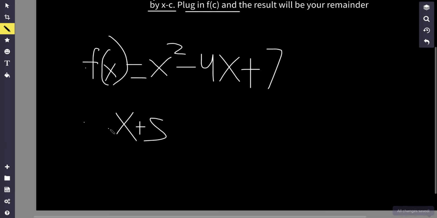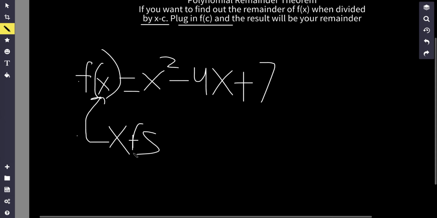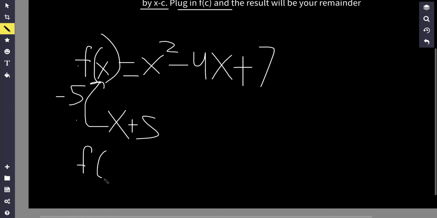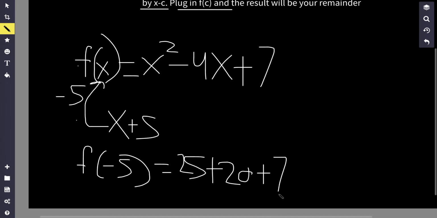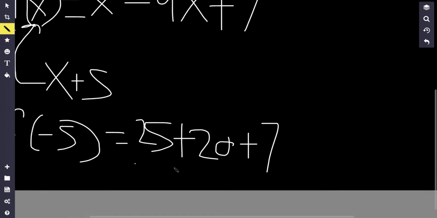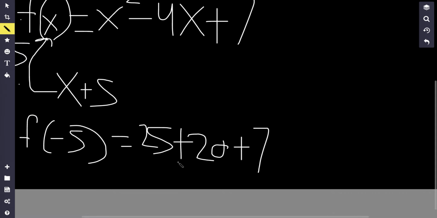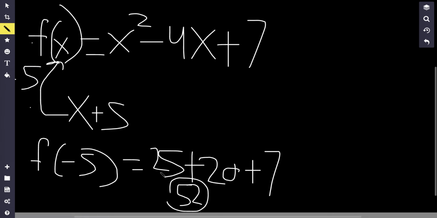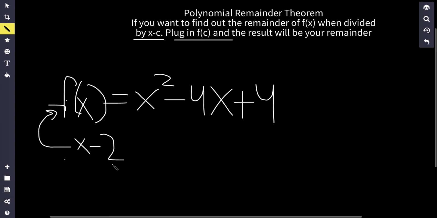Let's say I wanted to find out the remainder when I divide this polynomial by x plus 5. Well, I would just plug in the opposite of 5, in this case negative 5, into this polynomial. So f of negative 5 would be equal to negative 5 squared is 25 plus 20 plus 7. So then I get that that's going to be equal to 32, and then that's going to be 52. And this 52 just tells me that that's the remainder. So let's say that f of x is this function, and I want to find out what happens when I plug in x minus 2 into this equation.